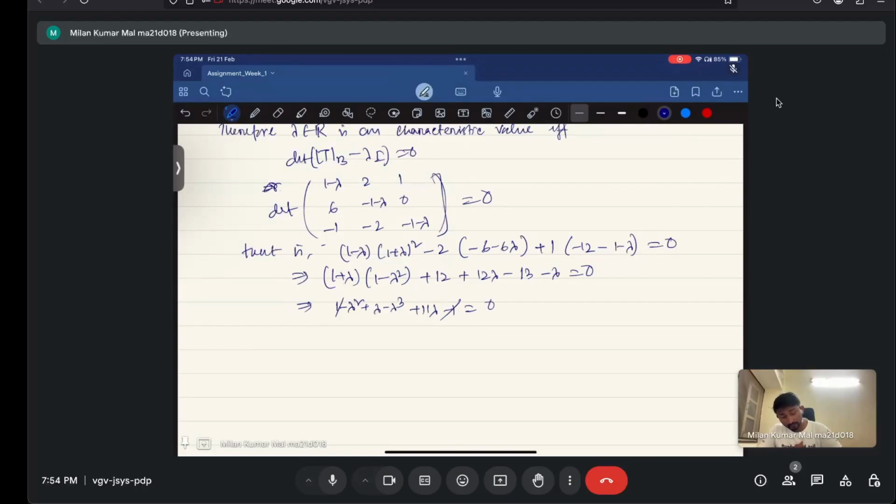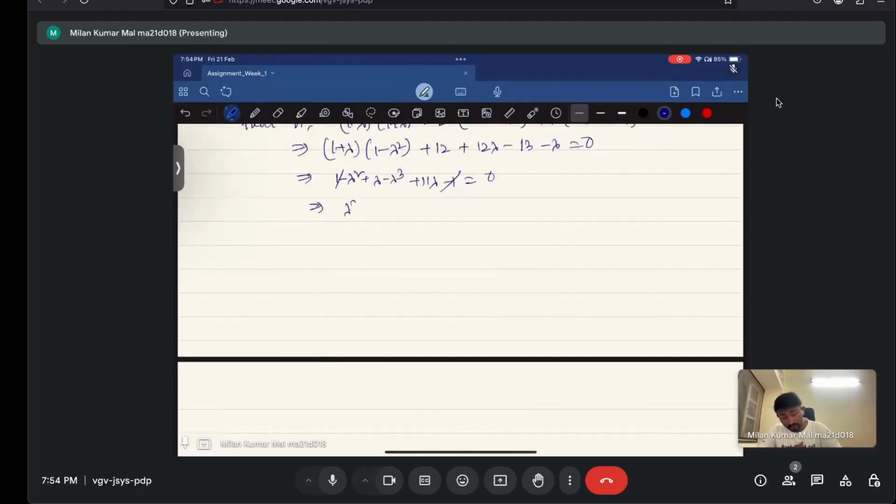That is, 1 minus lambda squared plus lambda minus lambda cubed plus 11 lambda minus 1 equal to 0. So 1 cancels out. Therefore we have lambda cubed plus lambda squared minus 12 lambda equal to 0. One can easily take lambda common, so lambda squared plus lambda minus 12 equal to 0. Therefore it will be lambda (lambda plus 4)(lambda minus 3) equal to 0. So lambda equals 0, 3 or minus 4.